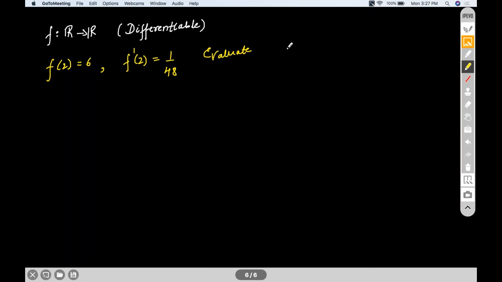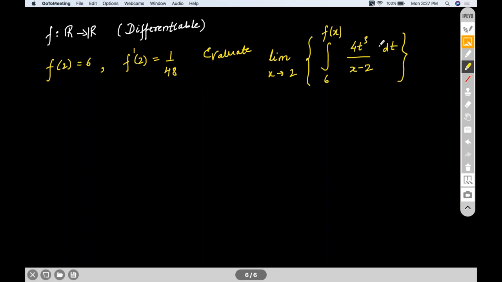evaluate limit x tending to 2 integral of 4t cube by x minus 2 dt from 6 to f of x. So what do you have to evaluate? You have to evaluate the limit of this particular function, which itself is an integral of 4t cubed by x minus 2 with respect to dt, and limits of integration are from 6 to f of x. Okay, please give it a try and type in your response once you're done.